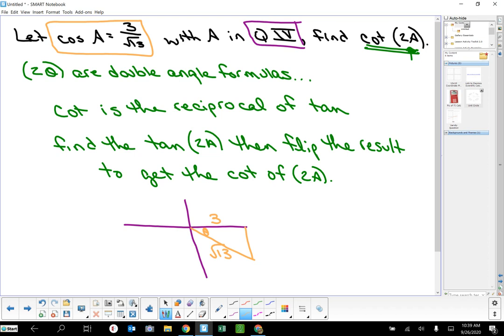All right, so I'm going to go back and take a peek at my formula for the tangent of 2 theta, just to see what I need. Tangent of 2 theta is 2 tangent theta over 1 minus tangent squared theta. So in order for me to find tangent of theta, I need opposite over adjacent, which means I need this side right here. And so we can do that using Pythagorean theorem.